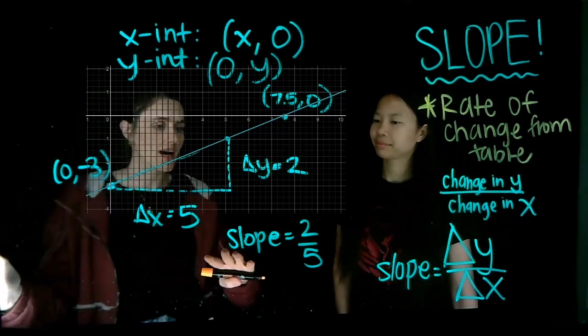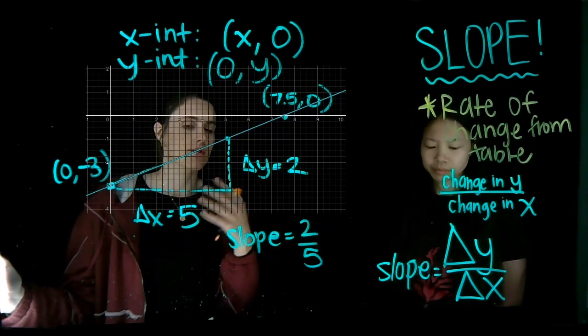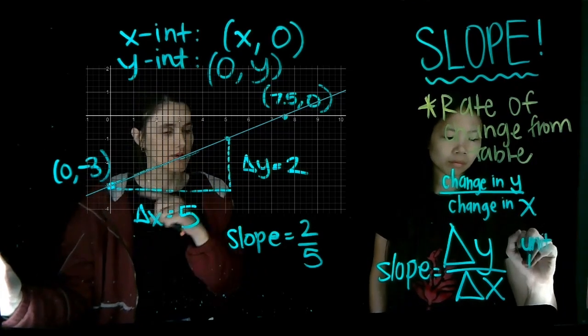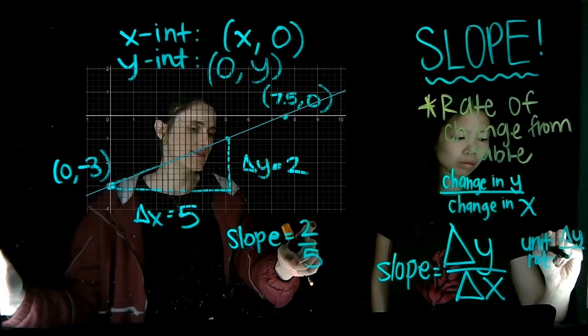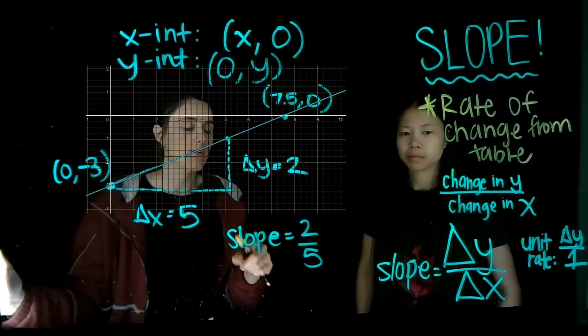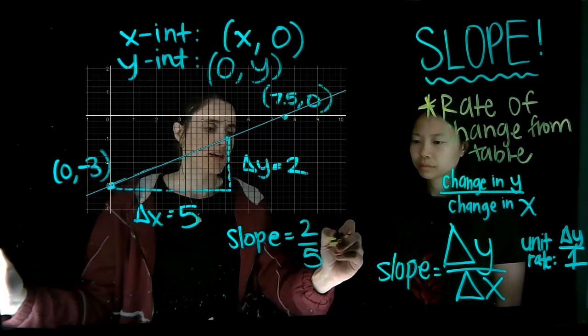All right, so now that we have our slope, let's see if we can write this as a unit rate. And remember, we learned that unit rate is for every time our x changes by 1, how much is our y changing by? Because in this case, x is changing by 5, and then y changes by 2, but we want to figure out if x changes by 1, what does y change by? And to figure that out, all we have to do is just divide our slope. So 2 divided by 5. And if we do 2 divided by 5, we get 0.4.